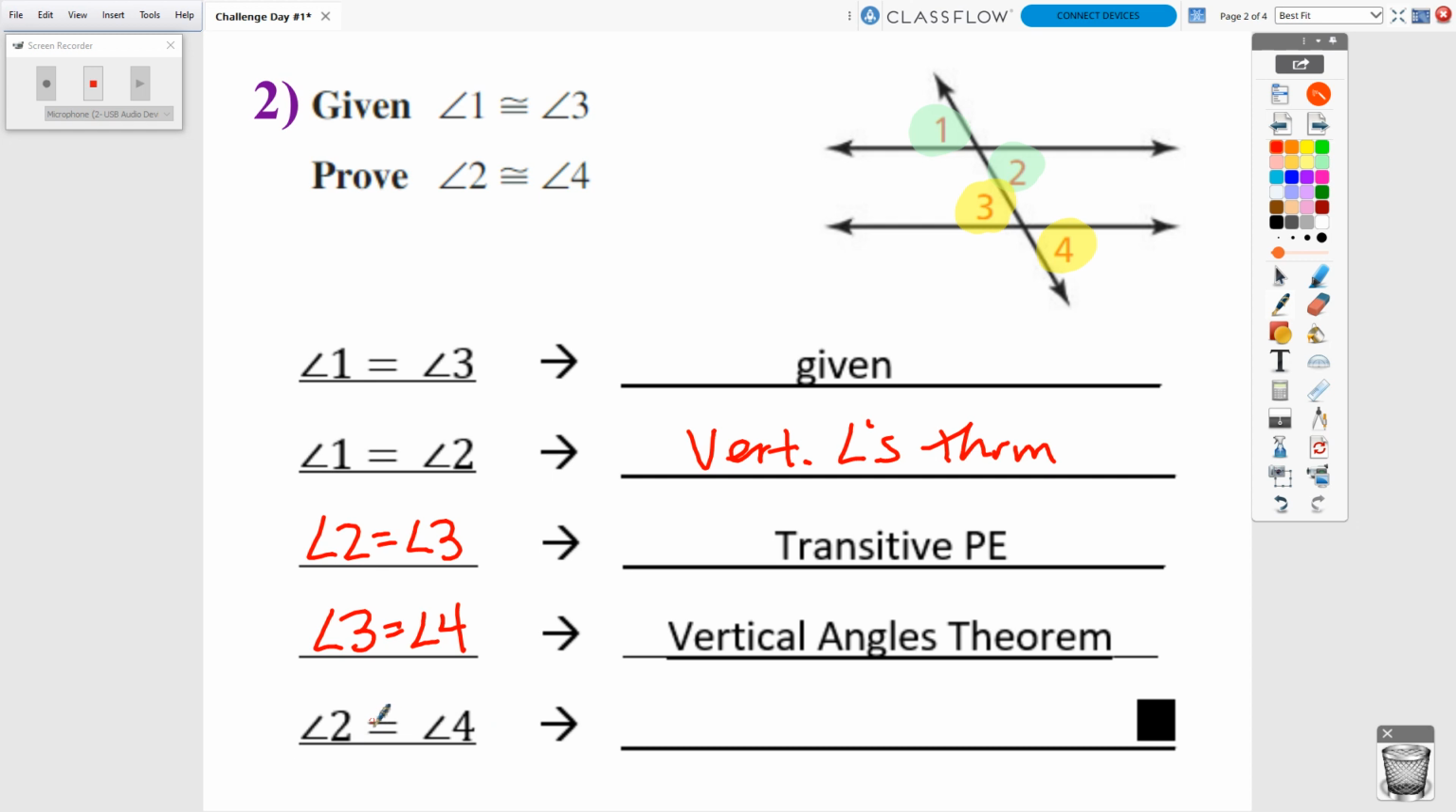And so now I see what I need to prove is that angle 2 and angle 4 are equal to each other, but how do I get to that point, right? What's the reason that's going to allow me to conclude that angles 2 and 4 are equal? And really, it's those last two pieces of information. If angle 2 is equal to angle 3, and angle 3 is equal to angle 4, then using those two things, we get to conclude this, that angle 2 is equal to angle 4 by the transitive property of equality. And so there's number 2.